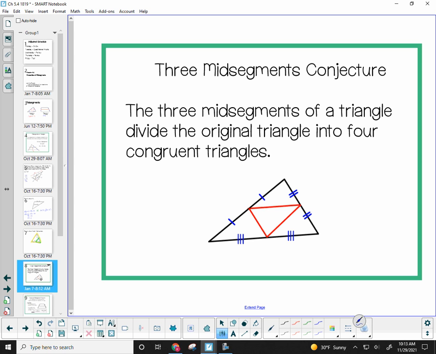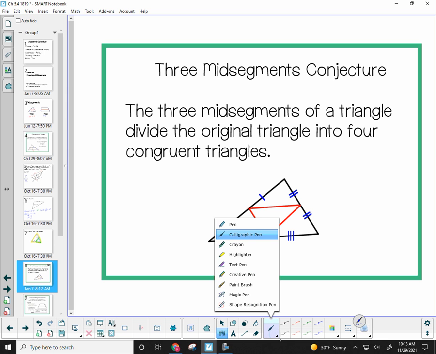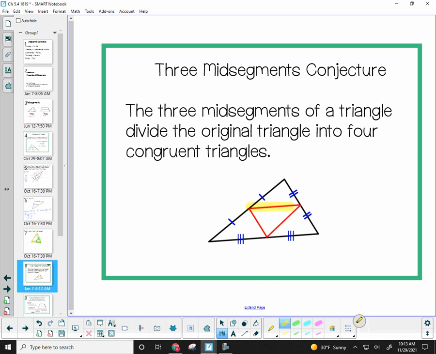Let's talk about this midsegment first. This side is my third side. Let's say this was 10, this would have to be 5. If this is 20, this would be 10, and 10, which would make this 10 as well. So because it has 3 tick marks, this would need 3 tick marks.